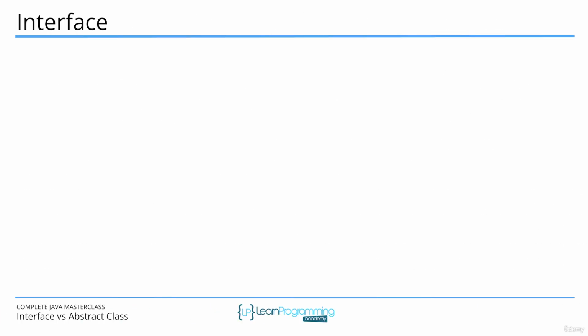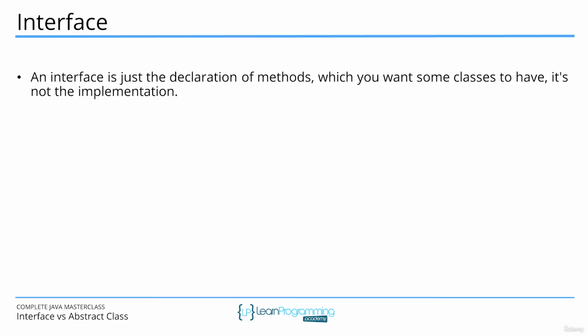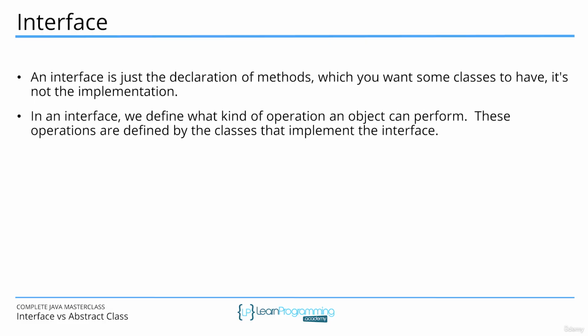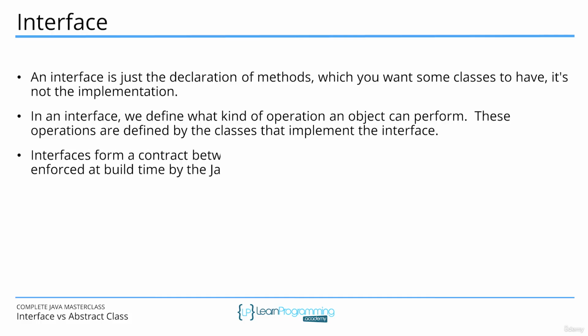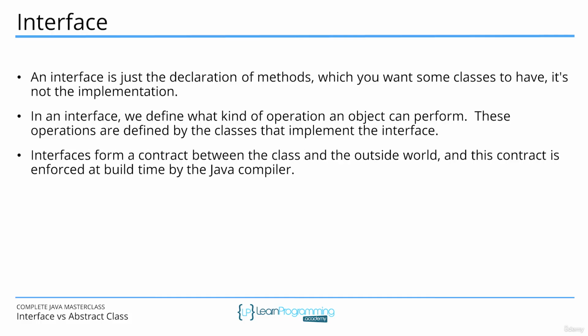In comparison, let's review interfaces. An interface is just the declaration of methods, which you want some classes to have. It's not the implementation. In an interface, we define what kind of operation an object can perform. These operations are defined by the classes that implement the interface. Interfaces form a contract between the class and the outside world, and this contract is enforced at build time by the Java compiler.